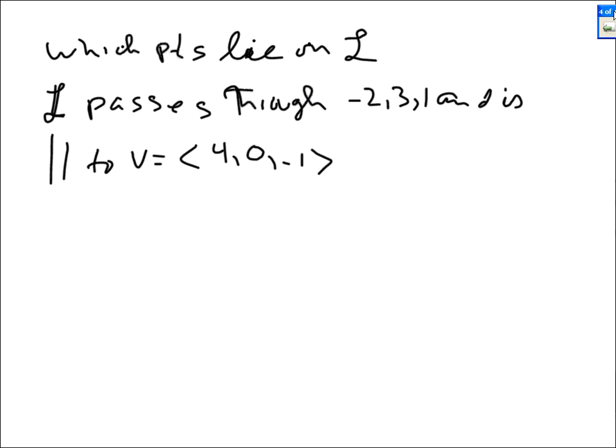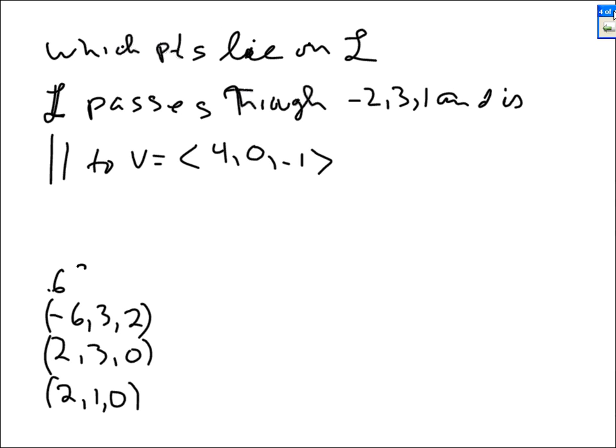And they give you some points. 2, 3, 0, 2, 1, 0, negative 6, 3, 2, and 6, 3, negative 2. I'll make one quick comment. Either both the first two lie on the line, or they both don't lie on the line, because they're opposite one another. I have to think if that's right.